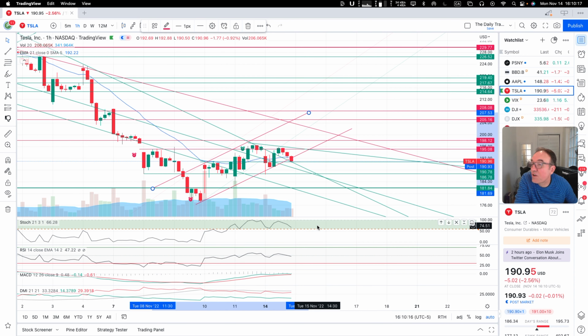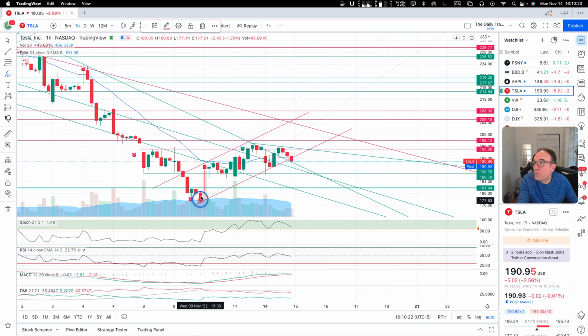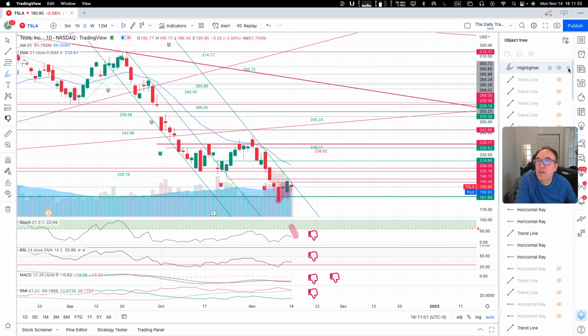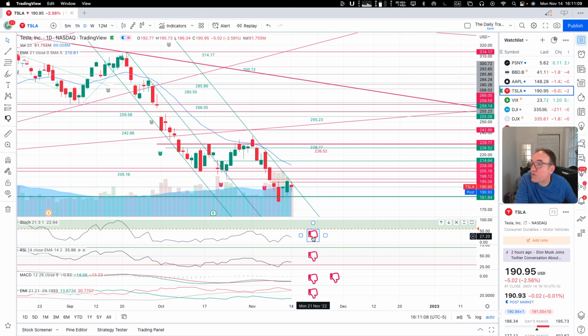We have stochastic over 60 at 66. So you saw here, when we made a low right here, we always were above the 60. So now we have broken outside of this support right here, but we still have stochastic over 60. So we are going to know very soon tomorrow what is going to happen right here, if we are going to lose stochastic and then continue down, or if we are going to get back on this upward resistance right here.